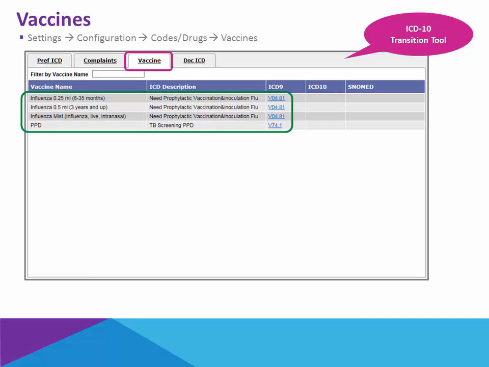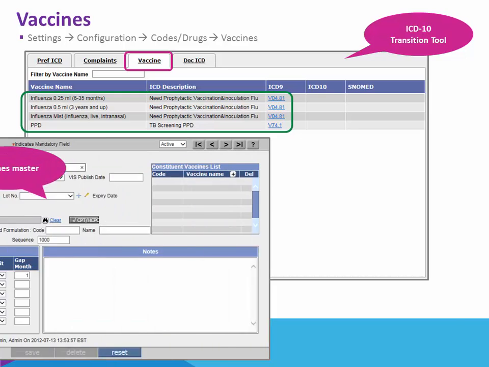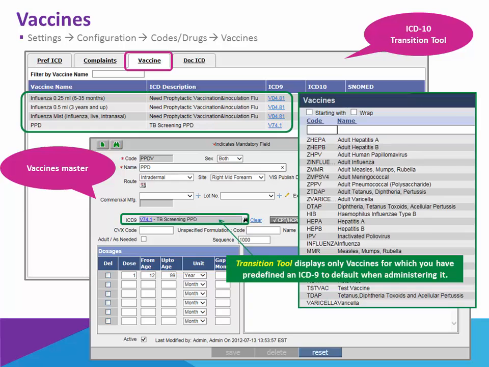The third tab is your vaccine. When you administer a vaccination from the patient's face sheet, if you have predefined a diagnosis on that vaccine master, it will auto-populate the assessment.